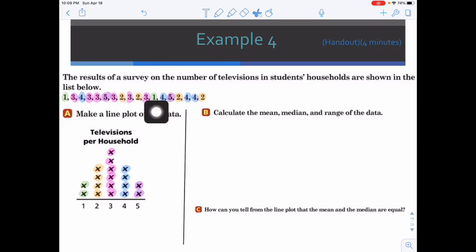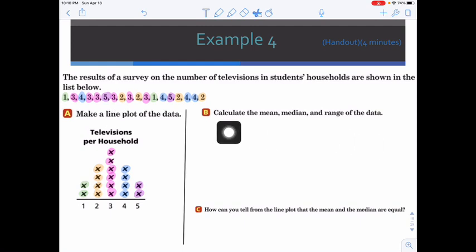We see the number 1 two times, so we'll put an X above the value of 1 on the number line twice. There are 4 2's, which I highlighted in orange. There were 6 3's, 4 4's, and 2 5's. The number of X's above the value on the number line corresponds to the number of times we saw the value in the data set.